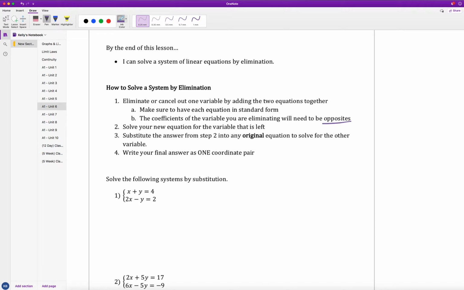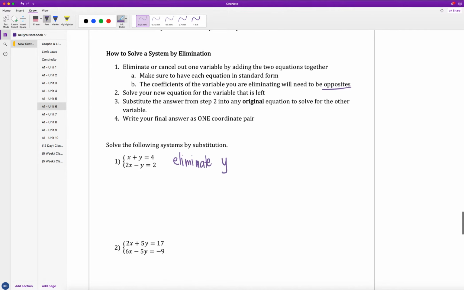So my goal here is to eliminate the y's. That's what I've now decided to do. I want to eliminate the y's since their coefficients are opposites. So to do that, I'm going to add the two equations together. I'm going to just rewrite both of them, so we have the two equations stacked on top of each other.